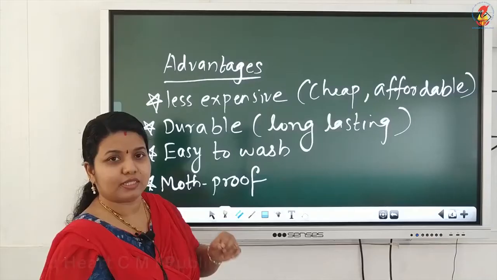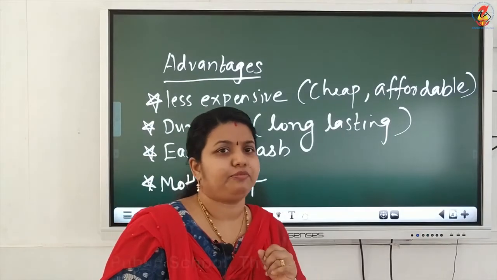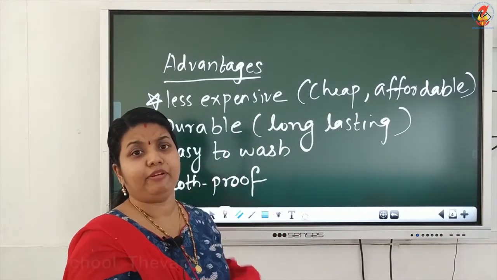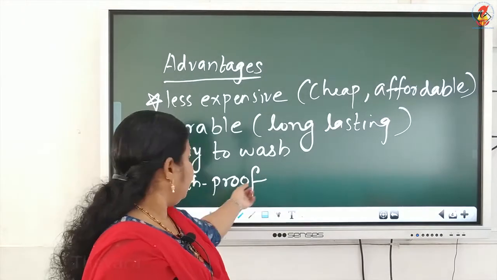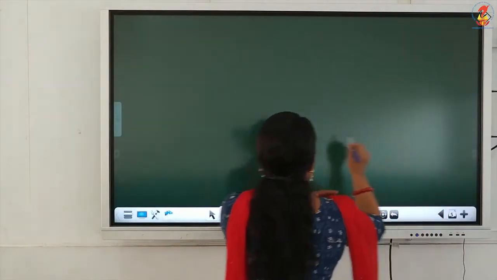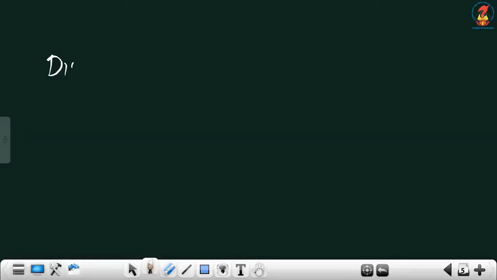There is a small insect called silverfish. I think you have learned it in 4th standard about the insects which attack clothes made up of natural fibers. So this is moth resistant, moth proof. Okay, so these are the advantages. Now coming to the disadvantages.